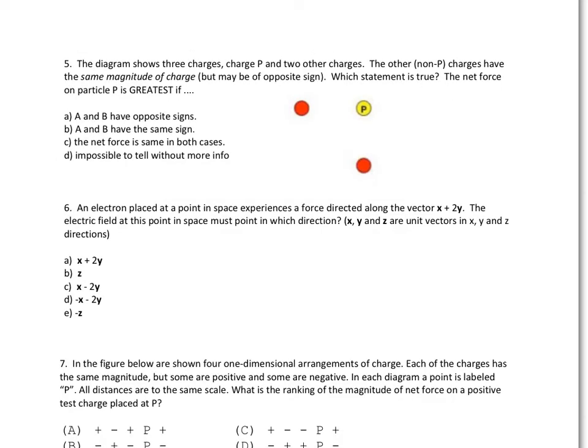Problem 5 is an exercise in vector addition, and there are several ways to think about this, but let's just consider the possible directions of the forces that are exerted on particle P. We have two other charges, and we don't know their signs, whether they're the same sign as P or the opposite sign. But if you think about the direction of the force that this particle right here could exert, it's either going to be to the right or to the left. Those are the two possibilities.